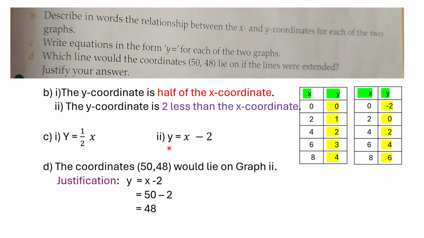So let's take the second graph. y equals x minus 2. We just substitute 50 comma 48. This one is x comma y. Just substitute the values here. So x is 50, 50 minus 2 is 48. We are getting the y coordinate, right? So the coordinates 50 comma 48 would lie on graph 2.